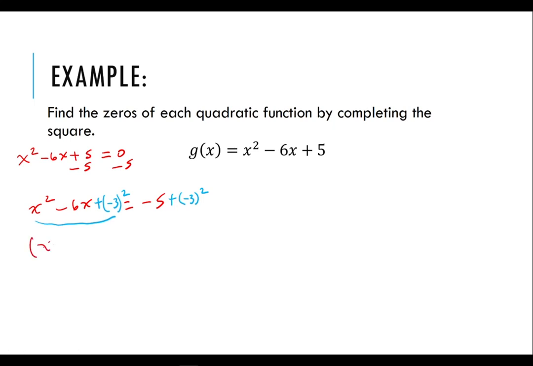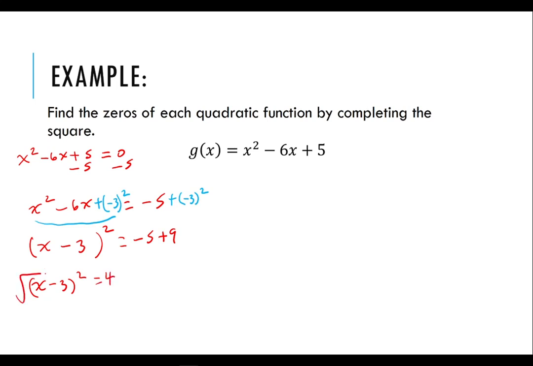Specifically, it's going to factor as x, and then just rewrite whatever this term is inside the parentheses, the b over 2. It's negative 3, so this is x minus 3 quantity squared. Then that's equal to negative 5 plus negative 3 quantity squared, which is 9. That's fine. And so now I have x minus 3 quantity squared is equal to 4.